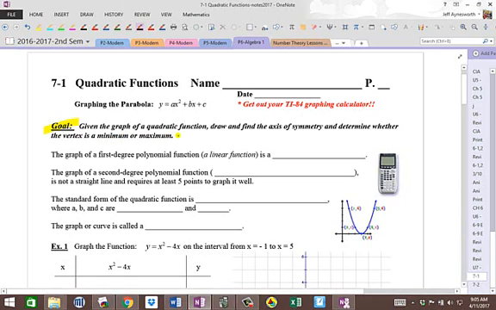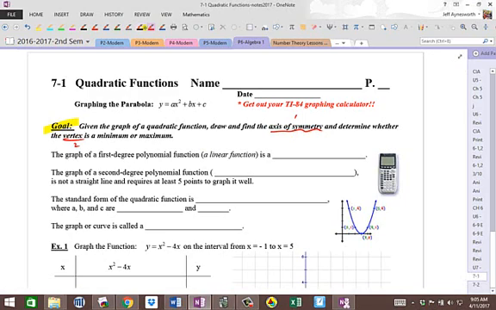Given the graph of a quadratic function, or given the quadratic function itself, draw and find the axis of symmetry. So we've got to talk about that. Determine whether the vertex is a min or a max. Be able to find the vertex, determine if it's a min or max, draw and label the axis of symmetry, discuss what that is all about, and actually graph a quadratic function, a second degree function.